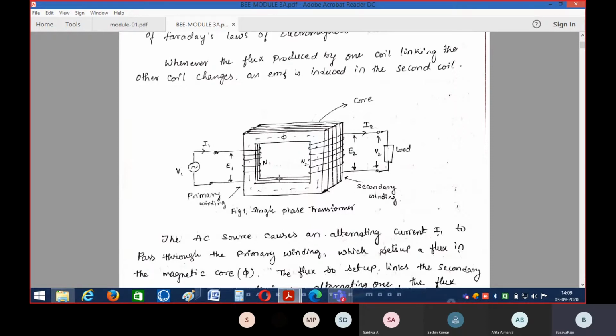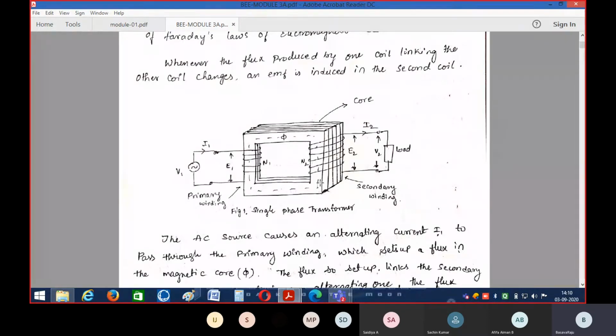One more important part in the transformer is the winding. These black lines on the rectangle represent the winding. Usually the winding is designed with copper material. Using copper, we design the windings. Two windings we will have in the transformer: the primary winding and the secondary winding.